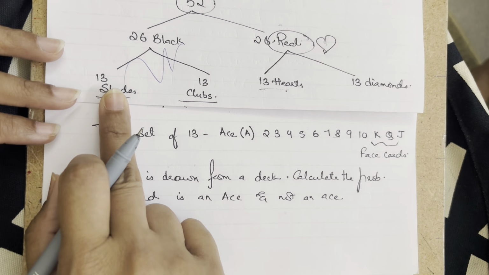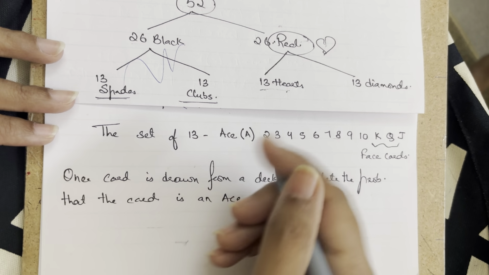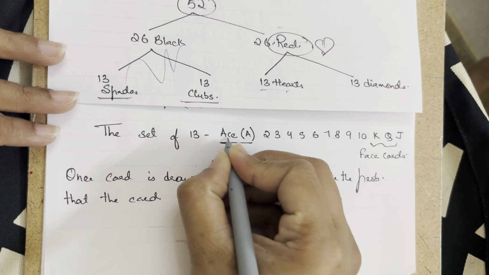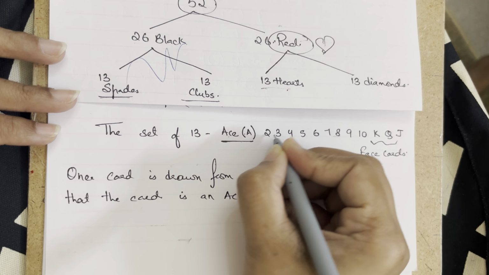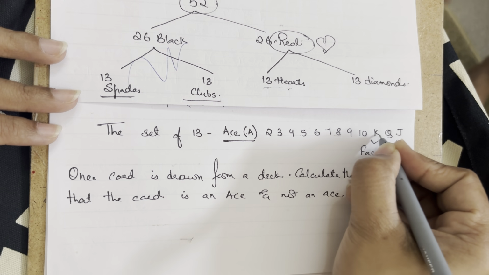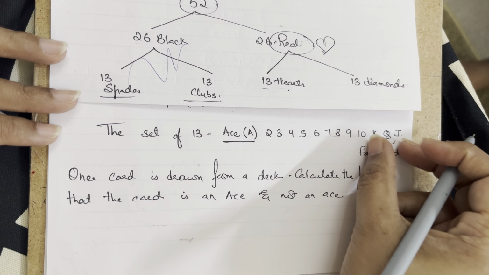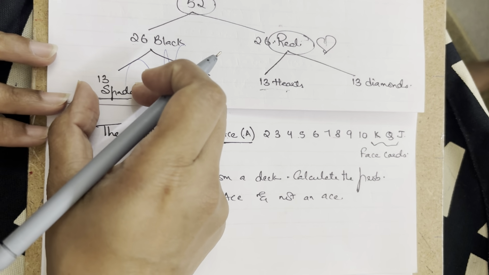Now each section of 13, 13, 13, 13, what do they contain? What are those 13 cards in it? So the first card is the ace, denoted by an A. Then you have 2, 3, 4, 5, 6, 7, 8, 9, 10. Jack, queen and king are there. These are called the face cards. So likewise, a 13 group is in here.